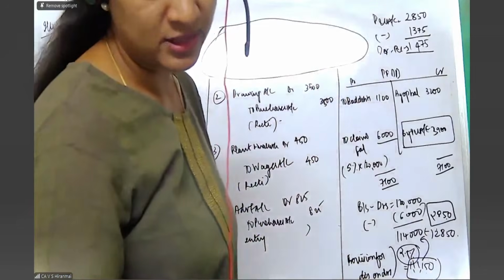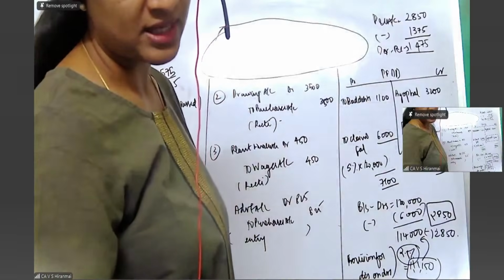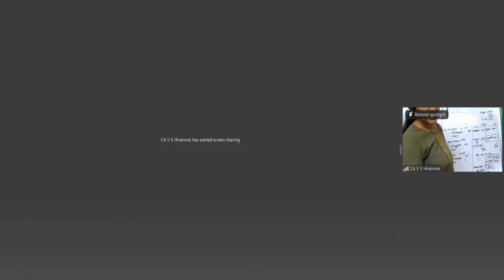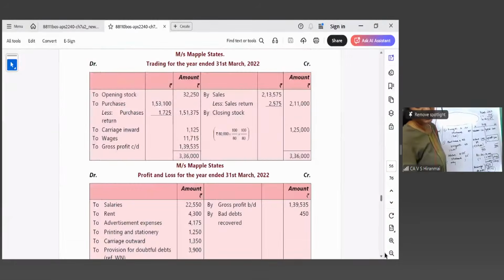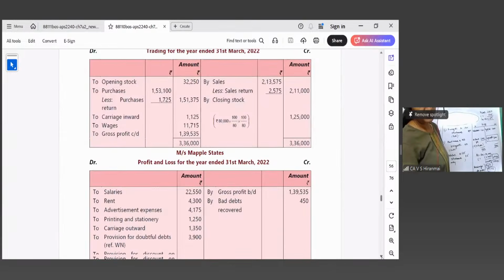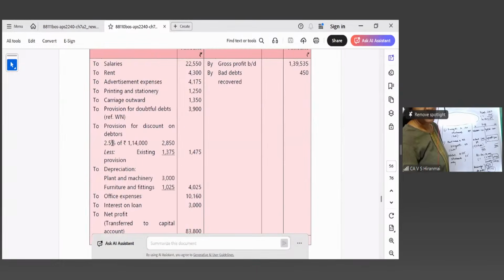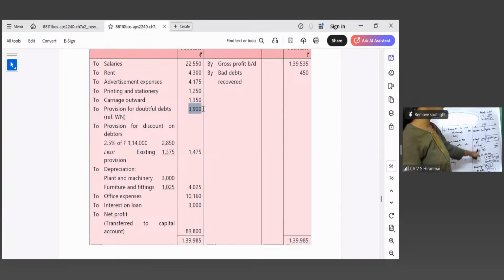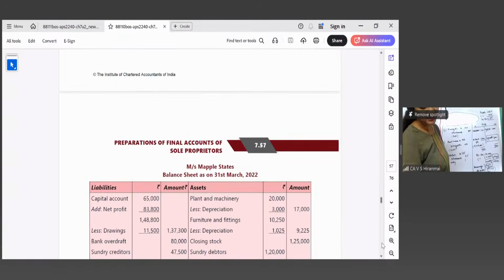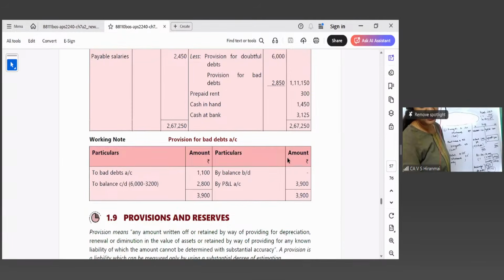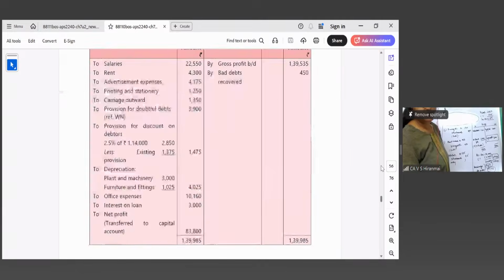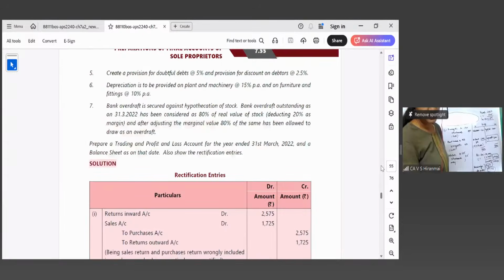Now, my dear students, I will show you the same thing, how they have presented it in your institute material. Same thing only, nothing big, nothing less. All of you please see here. The provision for doubtful debts 3,900, which we got. Very good, exactly. Now please see provision for discount also. How we have done, they have taken it here. And then come here. See the debtors value 1,11,150. Simple thing, correct? Any doubts?